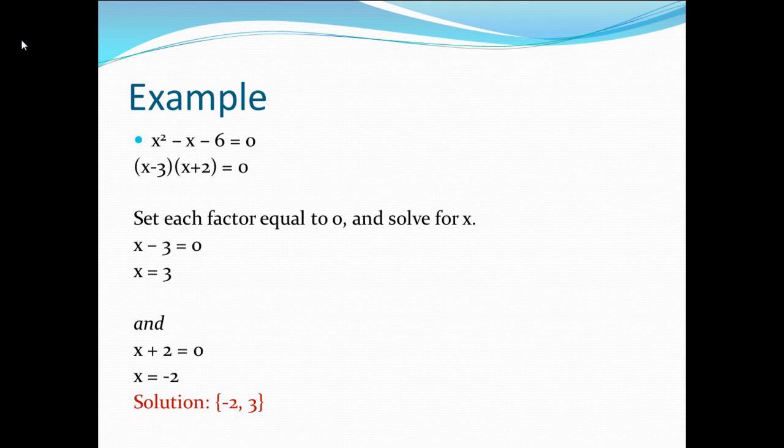Then we need to look for factors of 6 that have a difference of 1, since 1 is our coefficient in our second term.